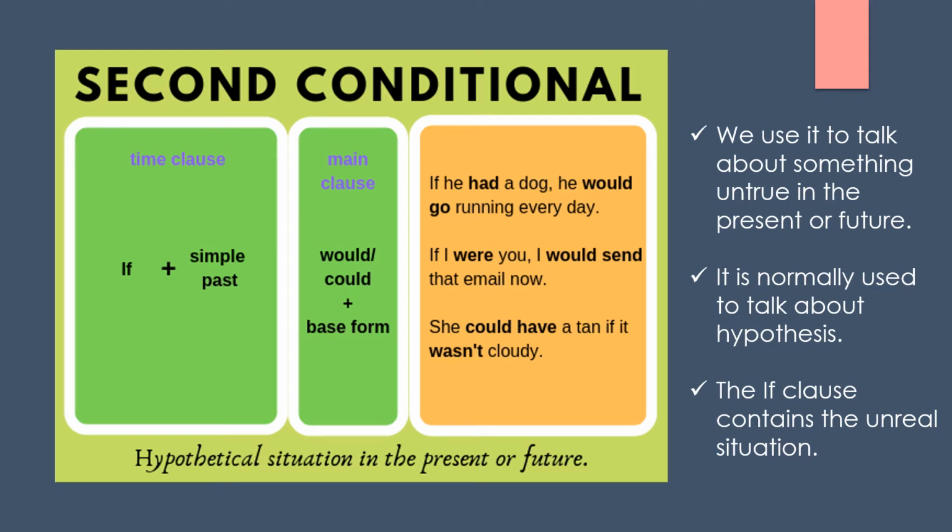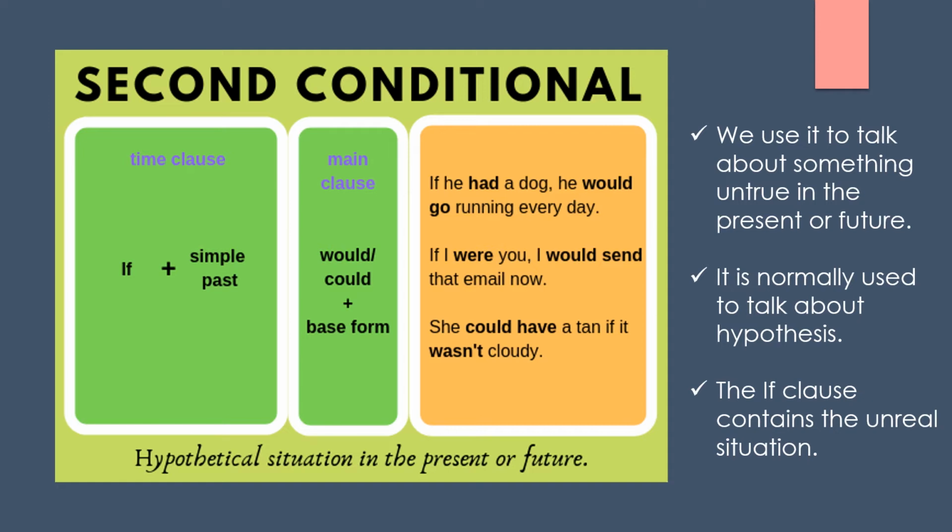If I were you, I would send that email now. Maybe it's a kind of advice, or, I don't know, something that I am proposing to another person. If I were you, but I am not you, so you have the final decision. Important, look, in conditionals, we always use were with I and with the rest of the subjects. It is an exception only for conditional forms. Normally we say I was, but in conditionals we say I were. So, if I were you, I would send that email now.